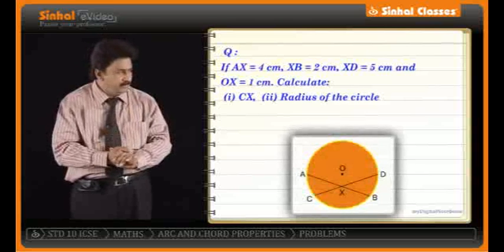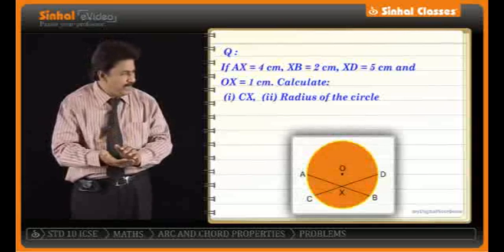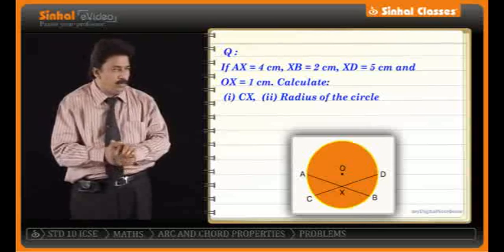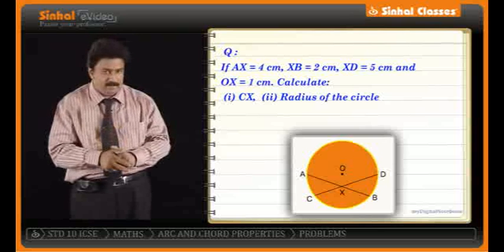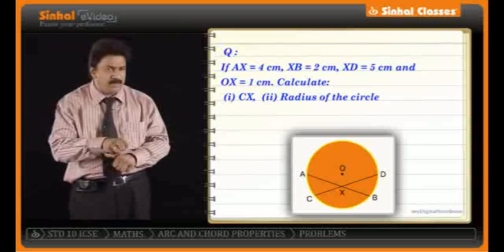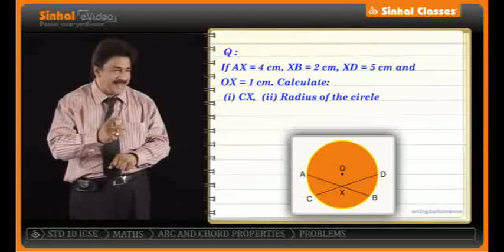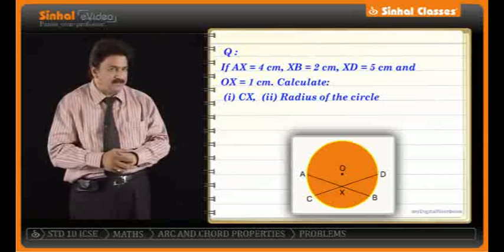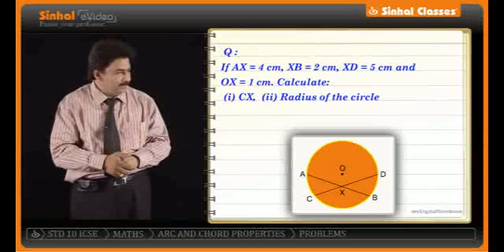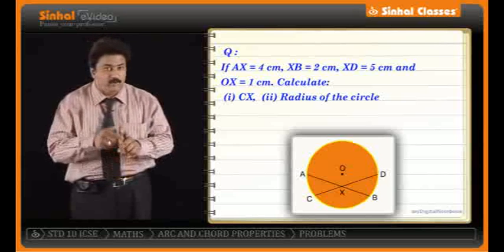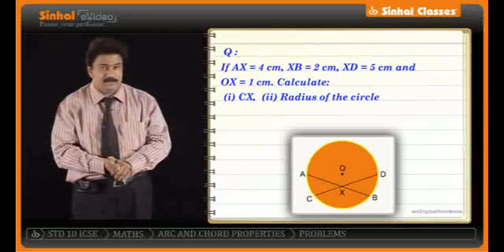See in this sum what is given to you. AX is 4 centimeter. XB is 2 centimeter. XD is 5 centimeter. And OX is 1 centimeter. By using all this information, what do you have to find now? You have to calculate CX. Can you see CX? Where is CX? Yes, it's very much clear. And the second thing, you have to find the radius of the same circle.